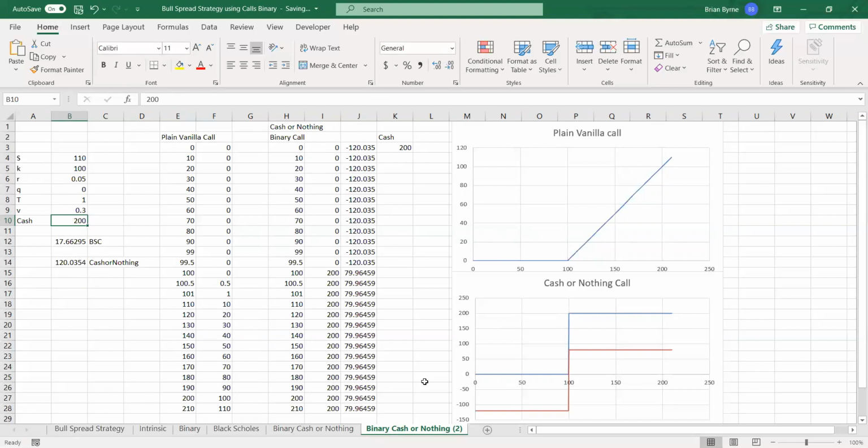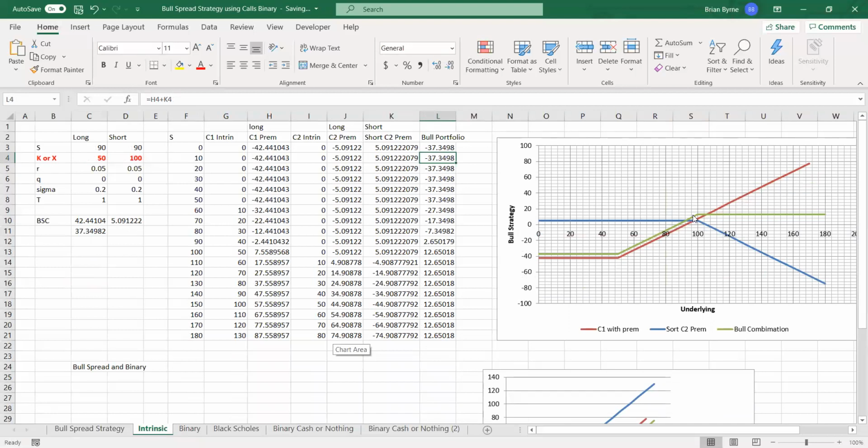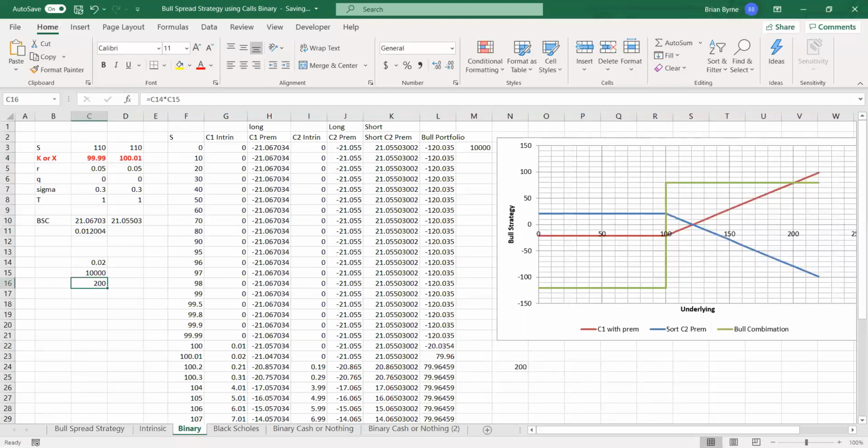Okay, one small point here. Why is this relevant? It's relevant in particular if we can replicate the binary option using a bull spread. If we can do that, and we ban binary options, but we allow bull spreads to trade, bull spreads are made up of vanilla options, so they're perfectly legal to trade. Then theoretically, we're not consistent.